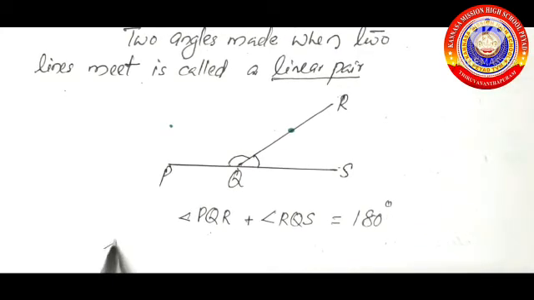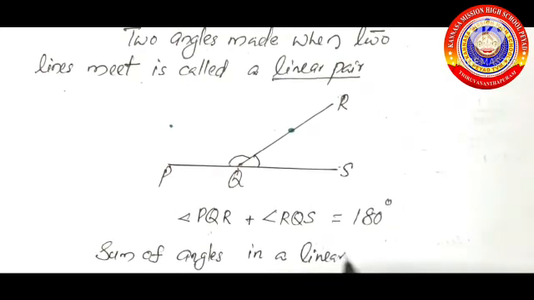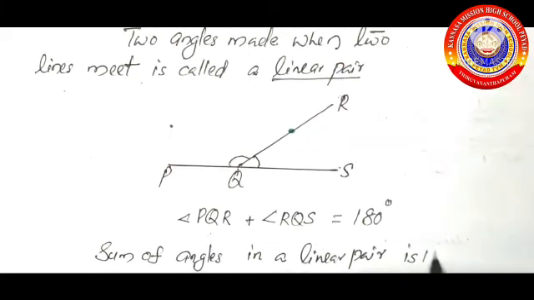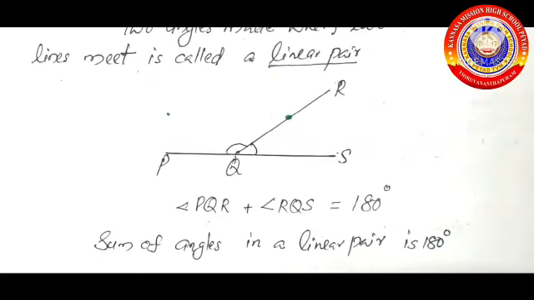So, we can state this principle as: the sum of the angles in a linear pair is 180 degrees. Is it clear, children? Yes.